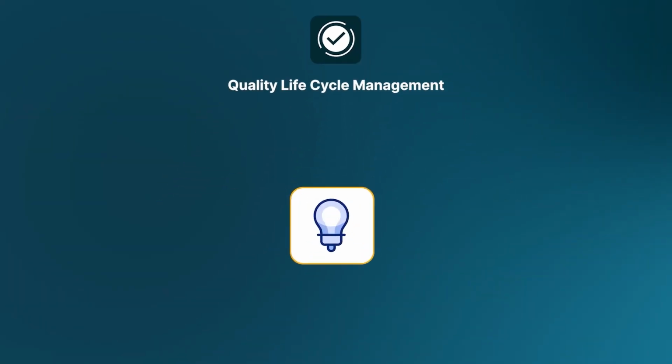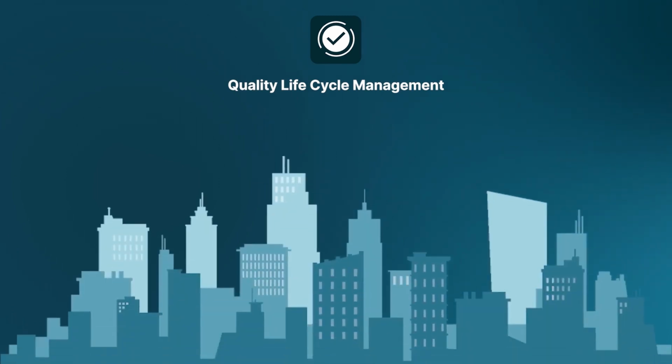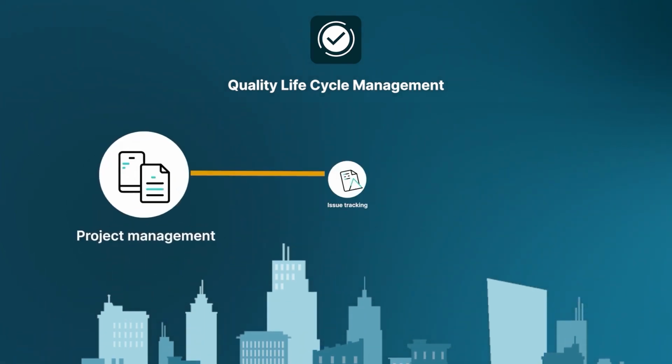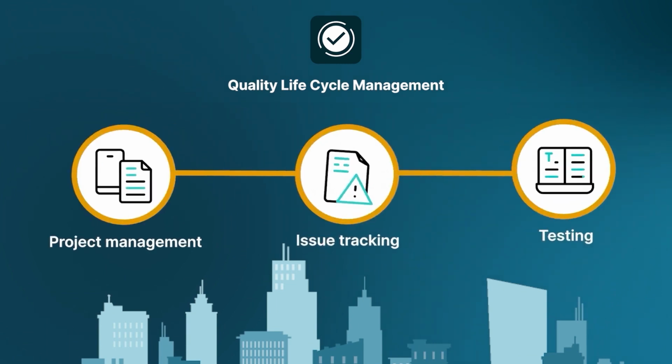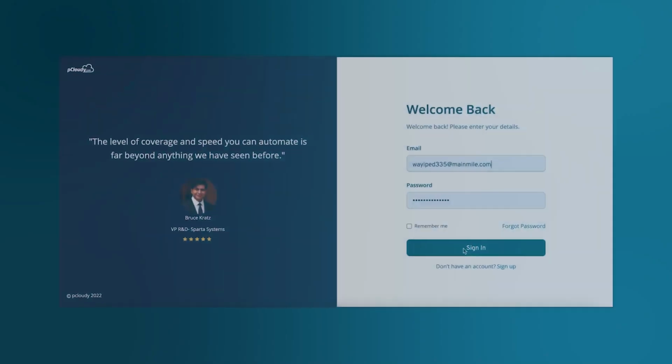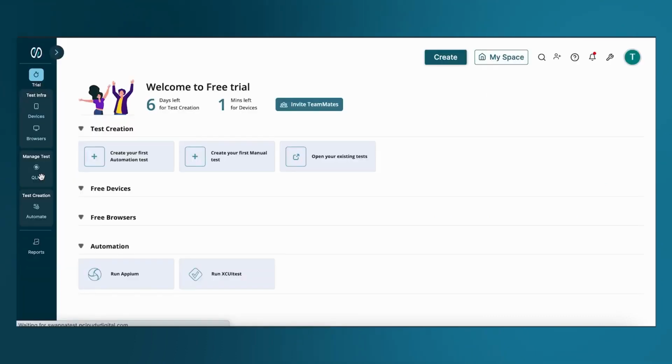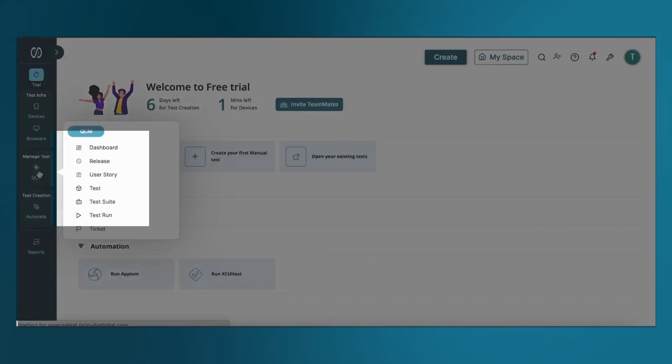QLM, a unified solution designed to meet the needs of industries worldwide. Offering a comprehensive solution for managing software projects, it combines project management, issue tracking and testing into a single platform. To access QLM, log into Pcloudy, our unified platform for app testing. Go to Manage Tests under Release.